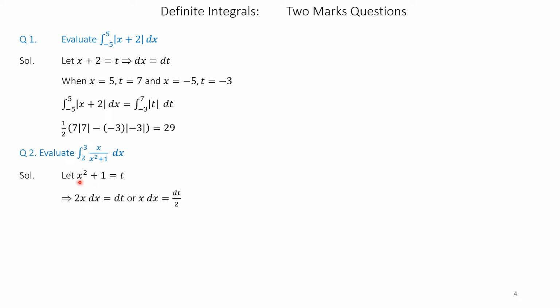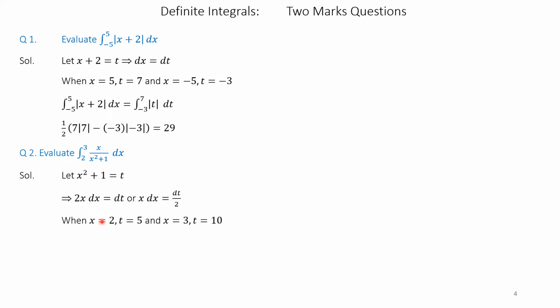Therefore, differentiating, we get 2x dx is equal to dt. d/dx of 1 is 0. So we are taking only 2x dx is equal to dt, or x dx is equal to dt by 2.